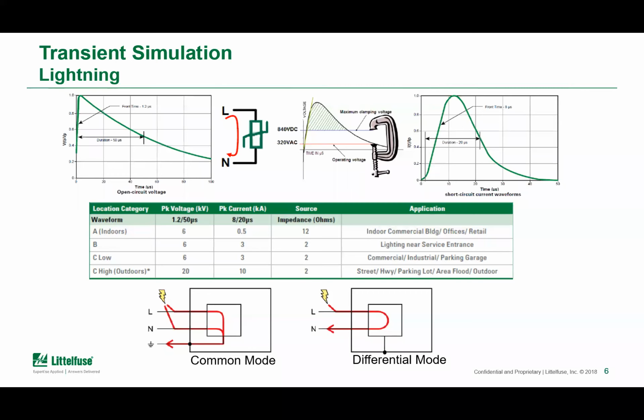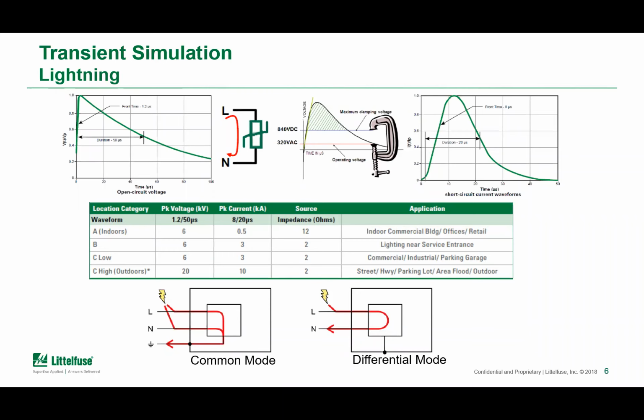And then how we protect against this is we would use a suppression device, for instance, a metal oxide varistor. Essentially what that does is clamp off that peak voltage level and reduce the amount of voltage that actually ends up being propagated into the end equipment. And that's how we suppress against these types of events.